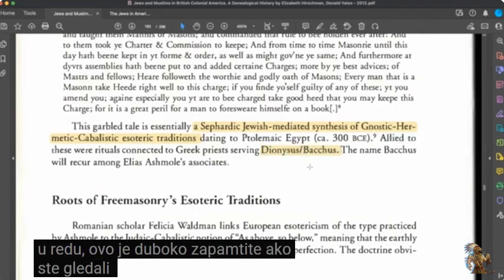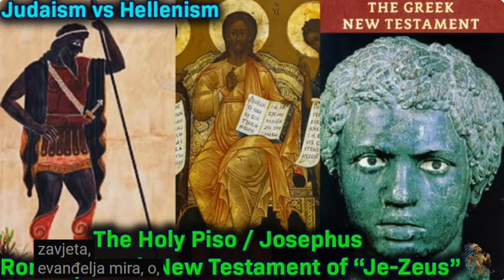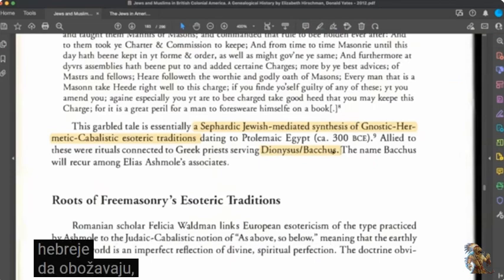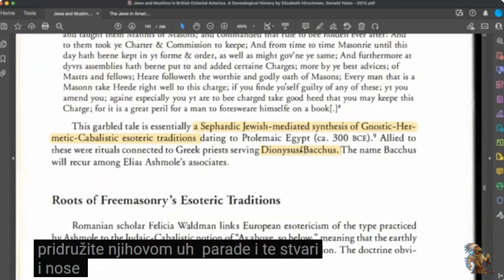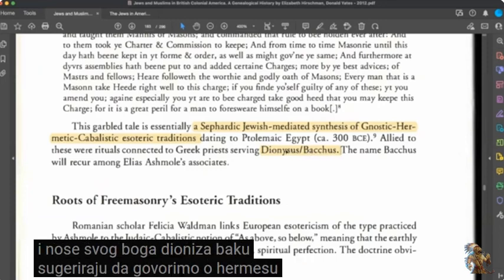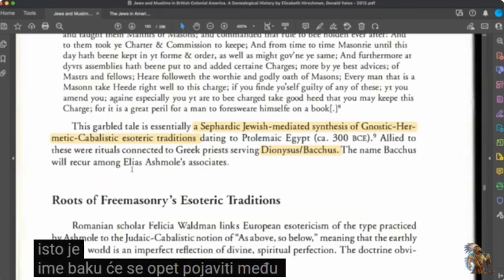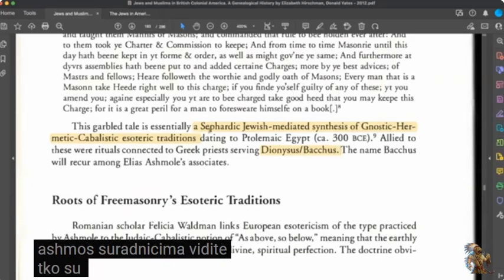Remember, if you watched my creation of the New Testament videos, the Gospels of Piso, this is the god that the Romans were forcing these rebel Hebrews to worship, to join in their parades and carry their god Dionysus Bacchus. It's just off. We're talking about Hermes. It's the same. The name Bacchus will reoccur among Elias Ashmole's associates. You see who these people are?